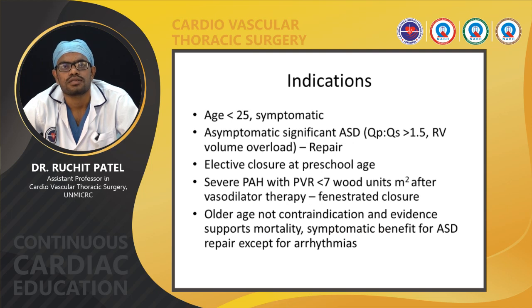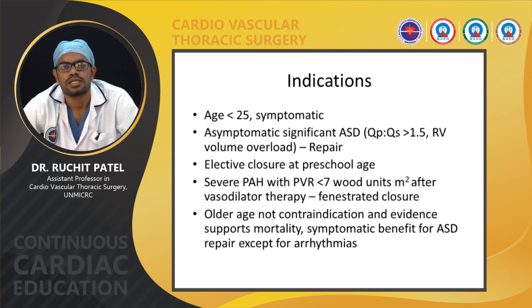Indication for closure of ASD: large non-restrictive ASD, if symptomatic. For asymptomatic cases, if the pulmonary to systemic flow ratio is more than 1.5 or echo suggestive of RV volume overload, repair would be done. Elective closure is usually done at preschool age.